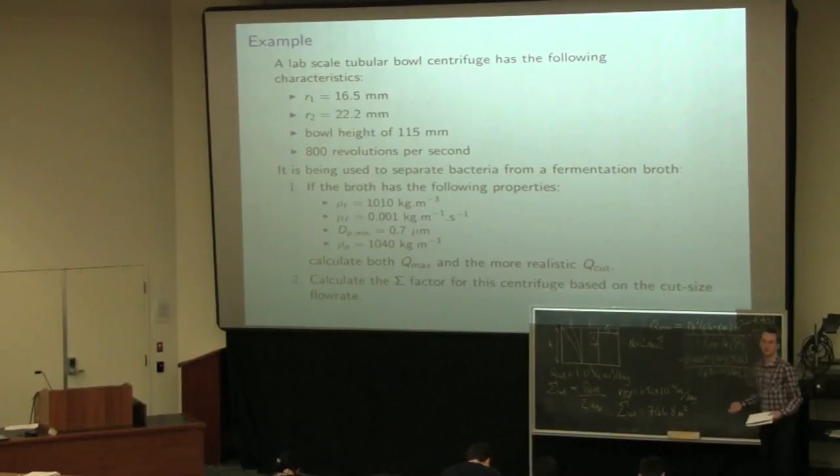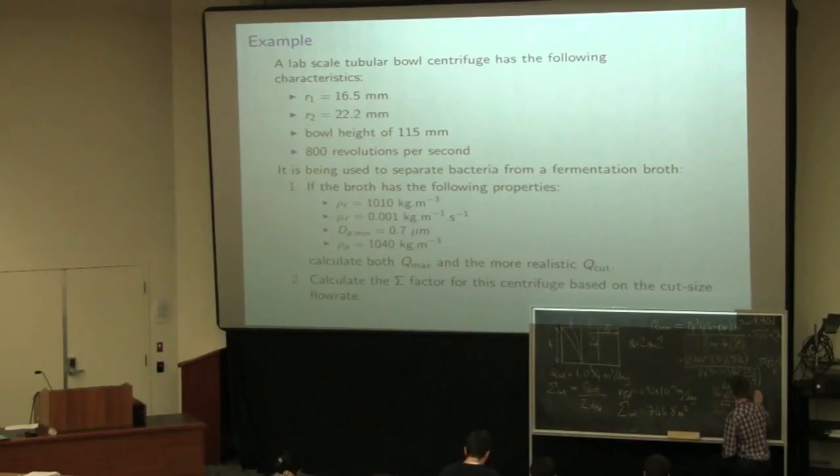And then the third part that we'll be there next is if you were doing this in the lab, obviously you might be considering scaling this up to a larger unit. And what we're looking for then is Q cut in the lab divided by Q cut in large scale is going to be sigma from the lab divided by sigma from the large scale.